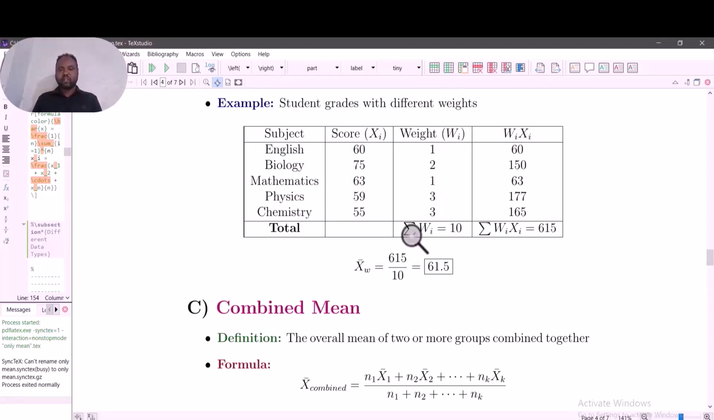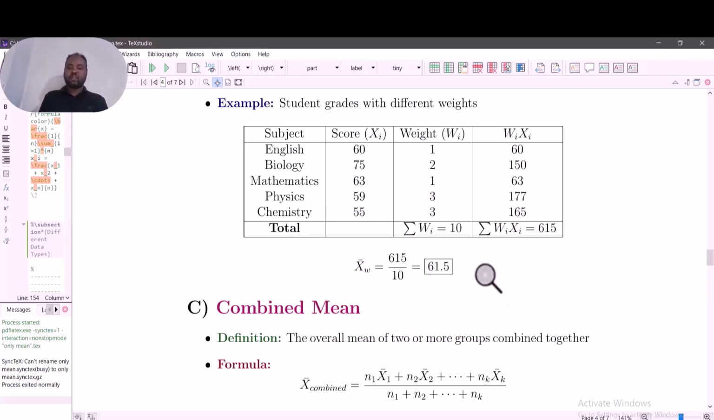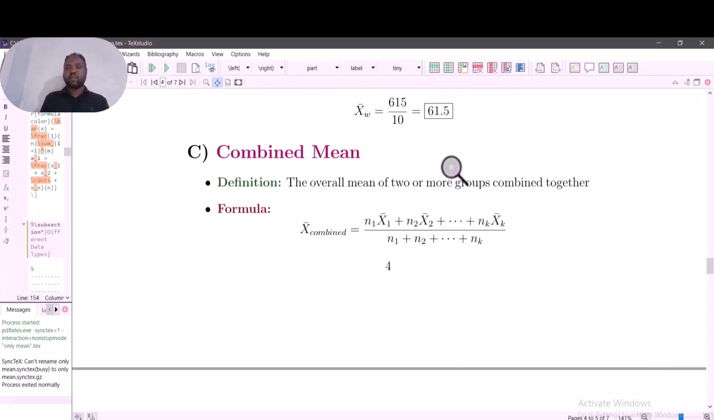But the question here is how to compute the average score, right, per course. We follow the formula above. How can we obtain those numerators and denominators in the formula? We multiply xi by wi, 60 by 1, 25 by 2, this one. Then we come up with this fourth element. We sum these numbers, then we obtain this number. Then we divide by 10, which is the sum of the weights. Then at the end of the day, we come up with this weighted mean. What does this figure refer to? The average score of the student per course is 61.5.